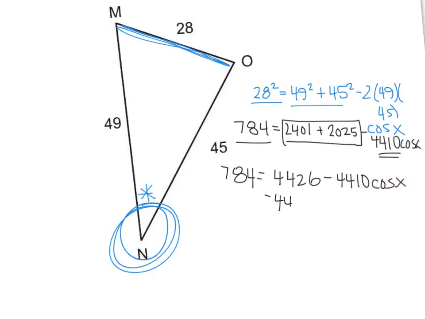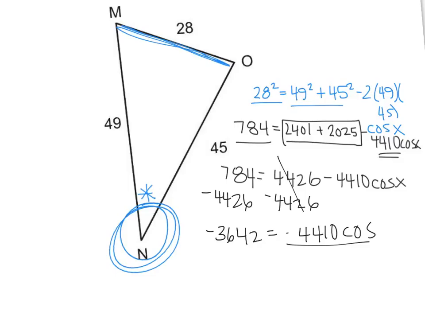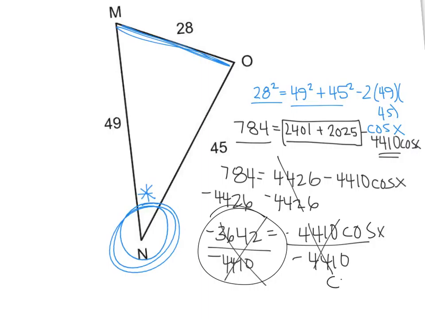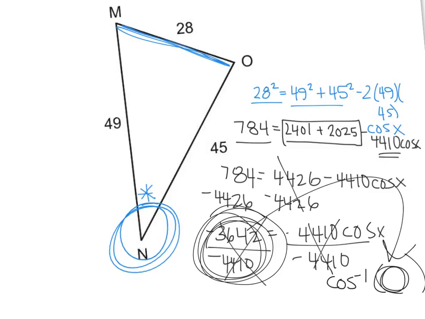So I'm going to subtract 4426 from each side. This cancels out. So I'm going to do 784 minus 4426, and you get negative 3642. Then you divide both sides by negative 4410. I know this is the hardest part right here, this type of problem. So you're going to divide both sides by negative 4410, and you get this number. So you have cosine of x equals this decimal. At the end, you do cosine inverse of this number right here, because you're trying to find the angle.